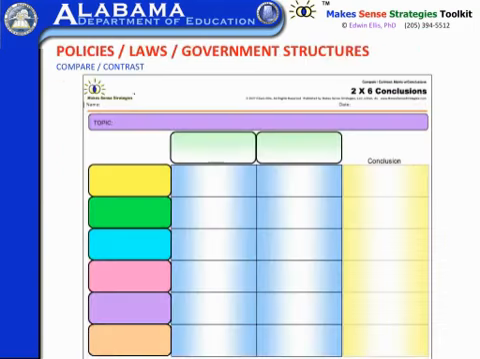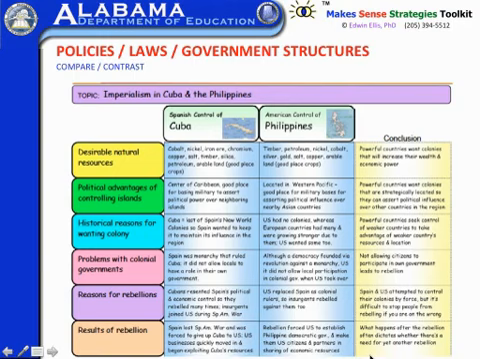Now here's one that I really like, and these are making comparisons with conclusions. Way more than I like the Venn type of thing. And so we're comparing two things across 6 dimensions and drawing conclusions about each dimension. And so here's an example.